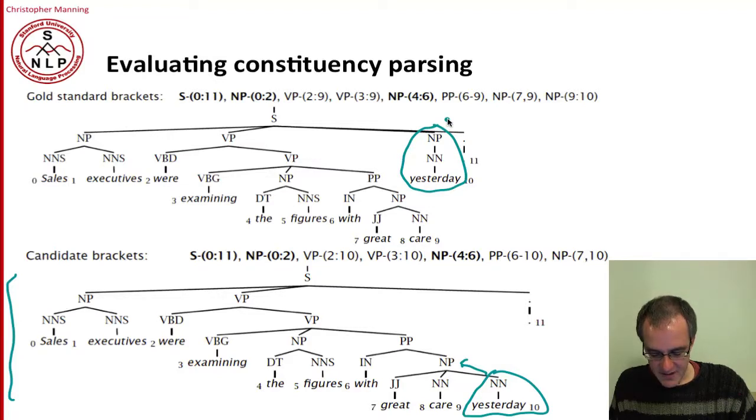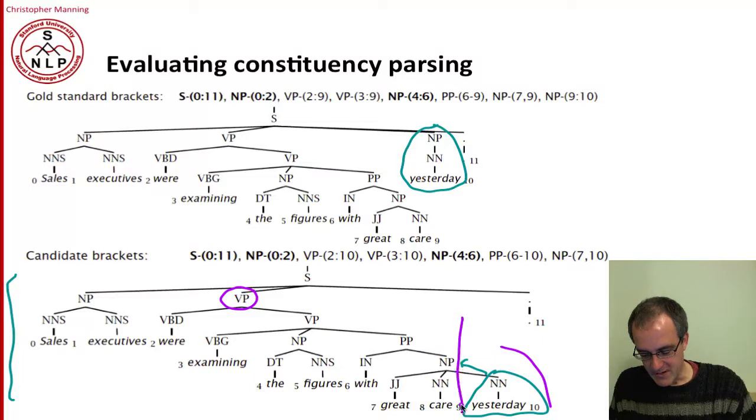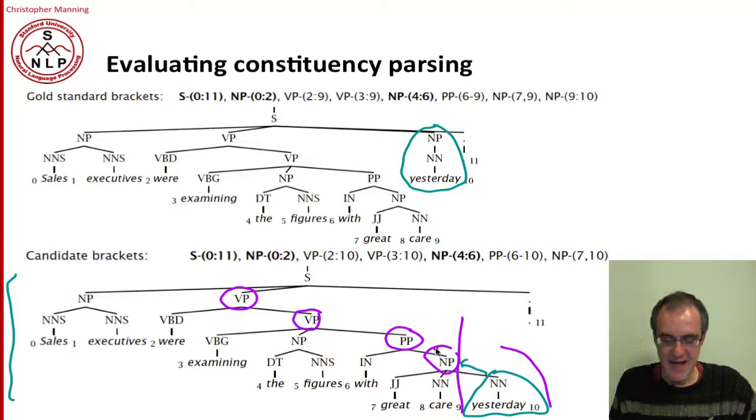But as a consequence of making that mistake, the parser is scored as doing a lot of other things wrong. So this verb phrase is scored as wrong because it's wrongly extending to cover yesterday, whereas it shouldn't. This verb phrase is wrong for exactly the same reason. This prepositional phrase is wrong for the same reason, and so is this noun phrase.